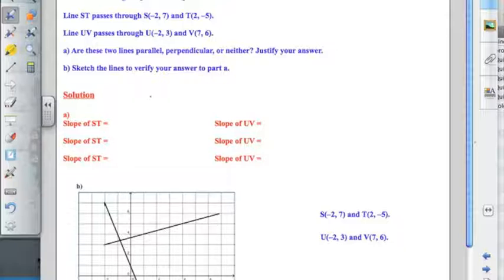So that's what they'd like us to do in A. And B asks us to sketch the lines. I've already sketched these lines to save time. So let's calculate the slope of ST. We're going to use y2 minus y1 divided by x2 minus x1. So we're going to use this formula again.